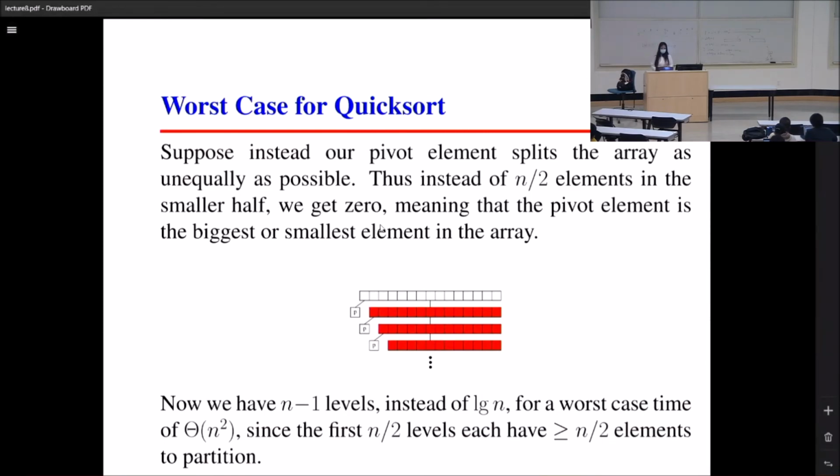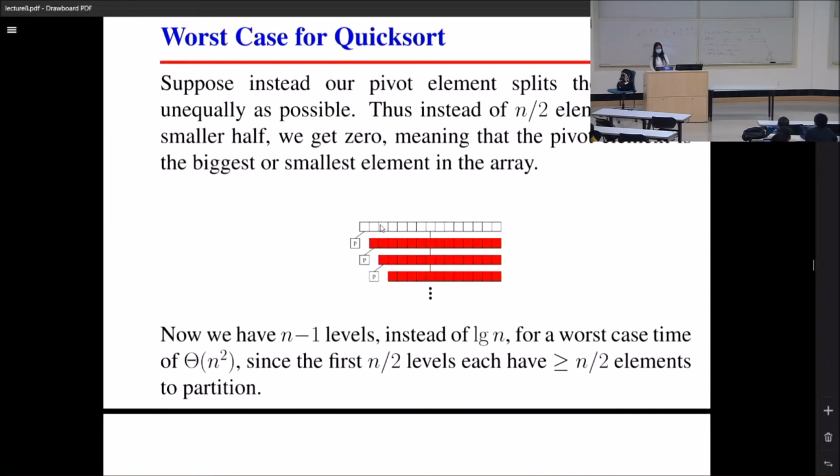So now our pivot element splits the array as unequally as possible. Instead of n divided by 2 elements in the smaller half, we got only 0. It means that the pivot point is either the biggest or the smallest element in the array. And now we have n minus 1 levels instead of log n. So for the worst case time, it is actually theta n squared. You can see that the worst case is very large. It's n squared.